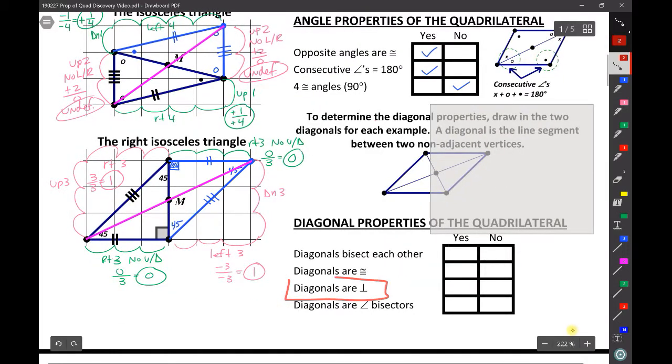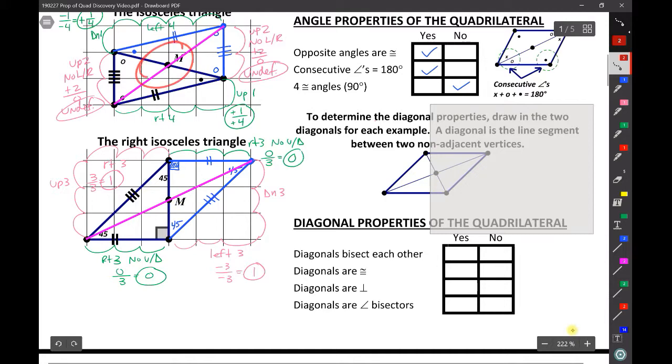So let's talk about this one right here. The diagonals are perpendicular. Okay, so what we mean here when we say diagonals are perpendicular, it means that where the two diagonals cross each other, do they make a 90-degree angle? So in other words, is this intersection right here a 90-degree angle? And you could actually trace a 90-degree angle on here, and you can use that to measure. This one's pretty clear that it's not a 90-degree angle.